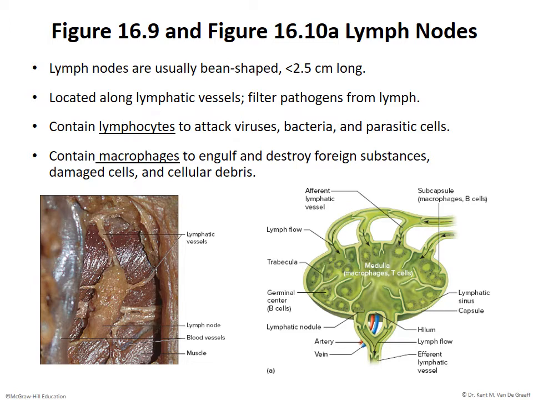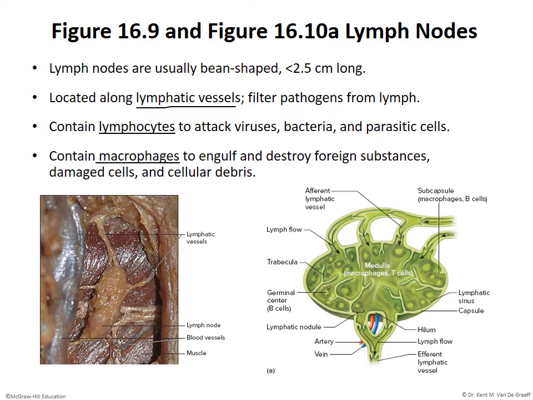So what's going on is these are little cleaning stations. They're along the pathway of the lymphatic vessels. And what's going to happen is you will have more lymphatic vessels coming in, called afferent, than lymphatic vessels that are leaving, called efferent. And so this is one way these millions and millions of small capillaries start merging together into fewer and fewer vessels.